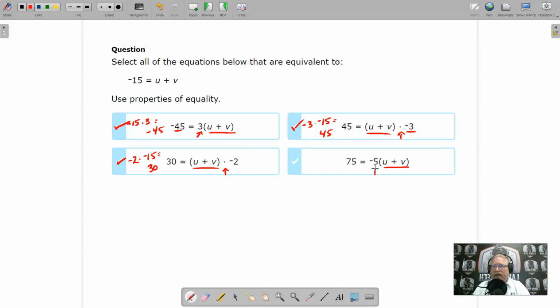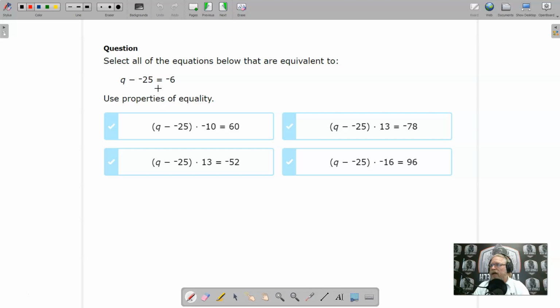And then finally, last example here, we're multiplying times negative 5. So we'll multiply negative 5 times negative 15. And negative times negative is positive. And 5 times 15 is indeed 75. So this one checks out as well. And it turns out that all 4 of these are correct.